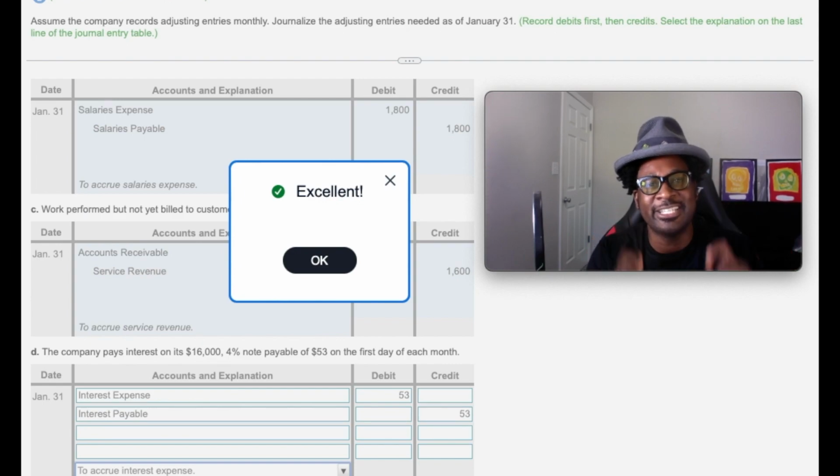So there you have it, gang. A quick, easy illustration of how to properly record adjusted entries at the end of the period.